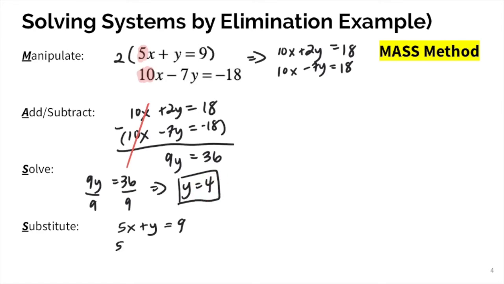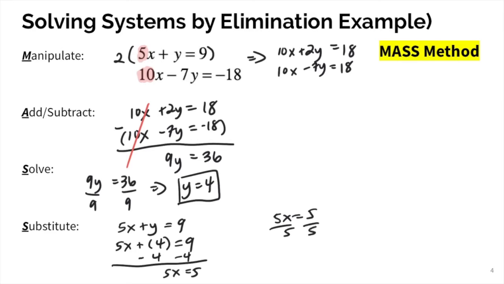So I have 5x plus (4) equals 9, and I like to substitute in parentheses just in case my value is negative, right? And so when I do that, I can subtract 4 on both sides to solve for x. So I get 5x equals 5, right? When I have 5x equals 5, I can just divide by 5 on both sides to isolate x, and I get x equals 1.